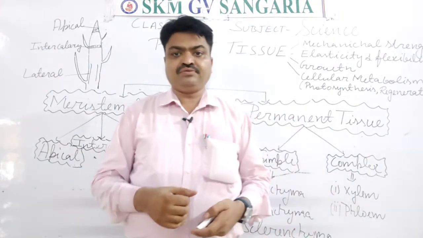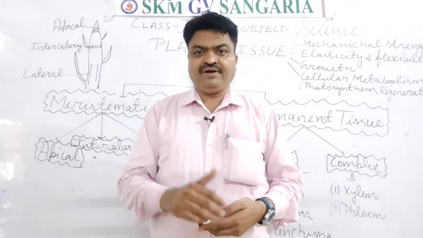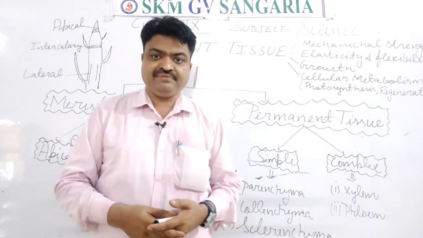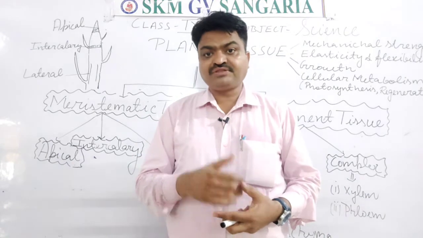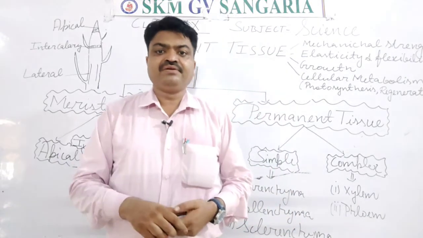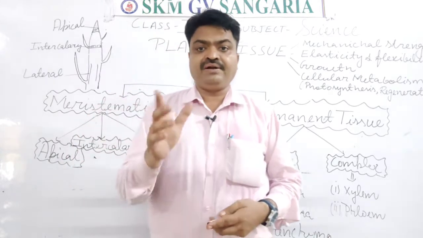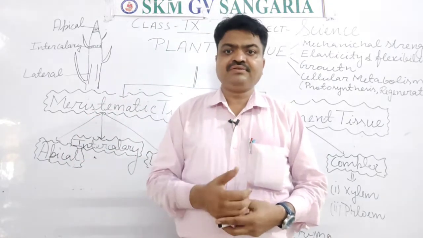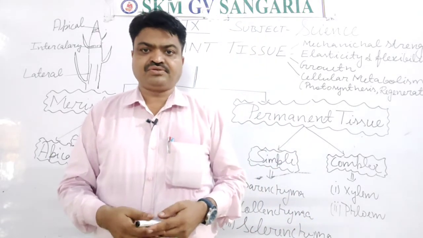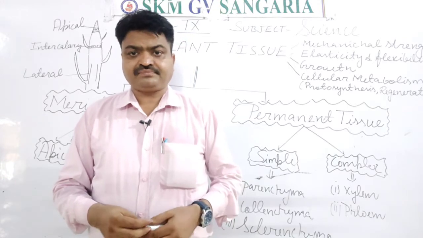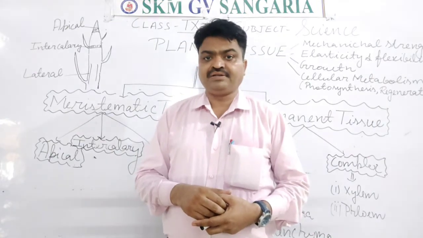Now the plant tissue are more rigid than animal tissue, student. And why do they have the rigidity? They have the rigidity due to the presence of cell wall. Their cell wall is made up of cellulose, hemicellulose and pectin, due to which they have more rigidity than animal tissue, student. With this, they perform the particular functions inside the plants.